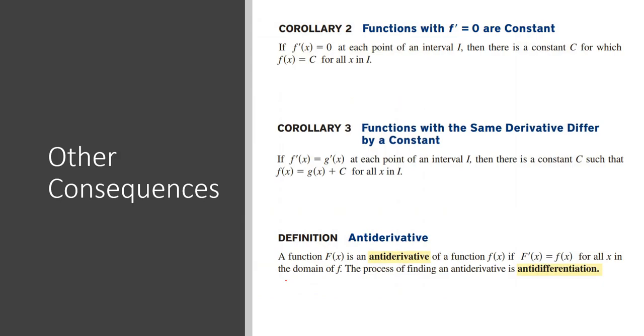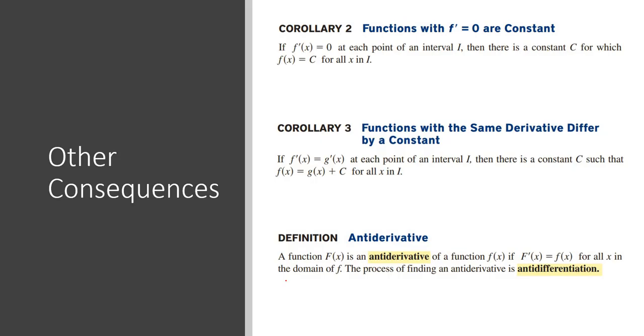Finally, let's take a look at this word right here, antiderivative. A function capital F of x is an antiderivative of the function f of x if capital F prime of x equals f of x for all x in the domain of f. The process of finding an antiderivative is antidifferentiation. That's a pretty big word salad there, but what this is saying is that if I can take the derivative of a certain function, then I can do the opposite as well.